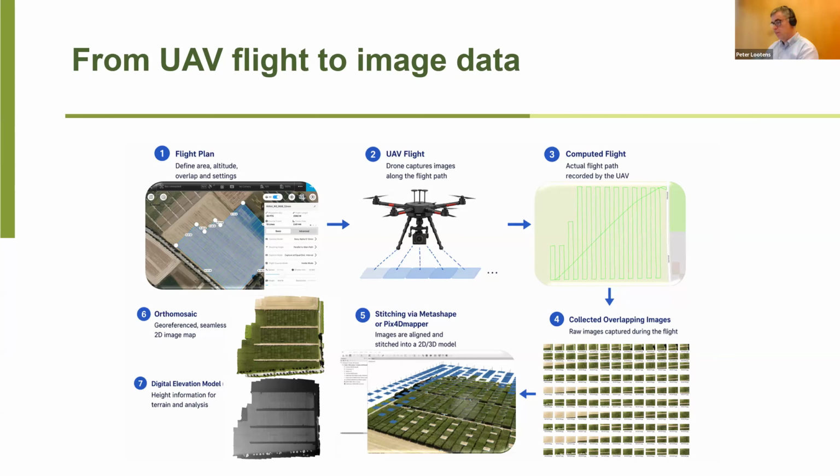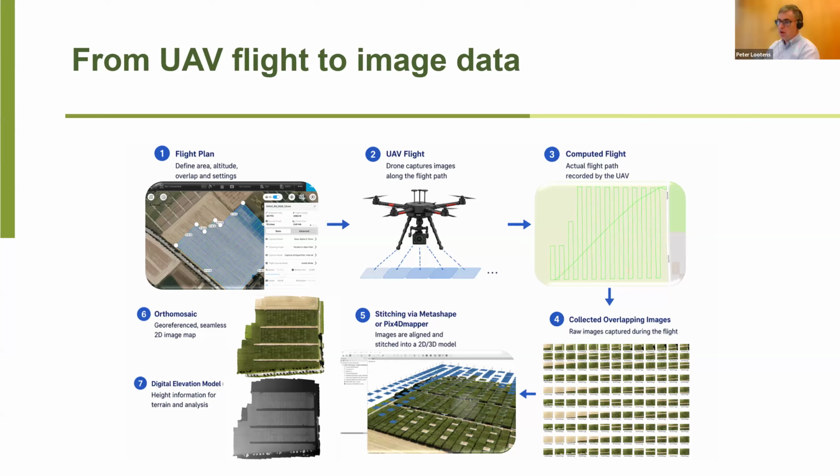at the lower right. Based on those images, you will do a stitching using Metashape or Pix4D Mapper, but you can also use open source software such as WebODM. And the thing is that you will build a 2D and a 3D model, and you can clearly see this is a maize field, and you can see the positions of where the images are taken during the flight, and you can clearly see the 3D model, which is built upon those single images.